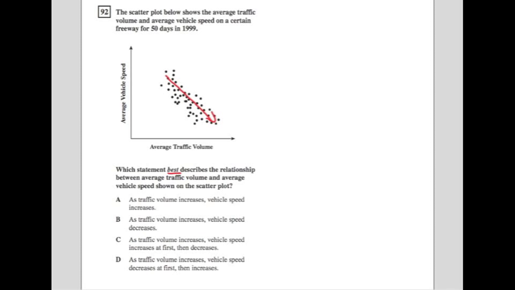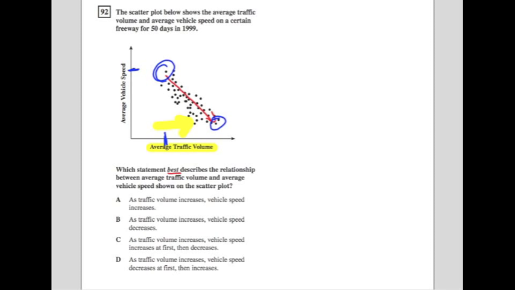So let's check this out. On the bottom here, we have average traffic volume. And as you can see, it's going forward. As time goes by, the traffic volume is increasing. So as the traffic volume increases, as it's going this way, what is going on with the y-axis, which is average vehicle speed? So let's take this one spot right here. The average vehicle speed right here is high, but the traffic volume is low. So as traffic volume is low, the speed is high.